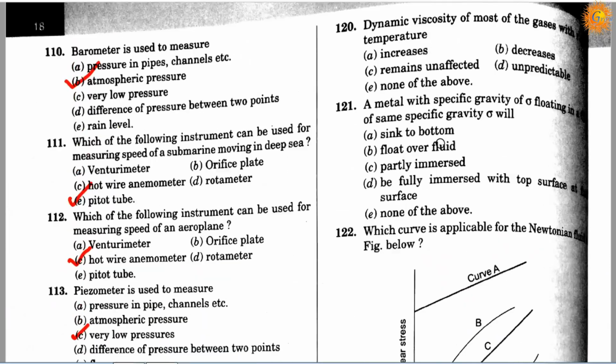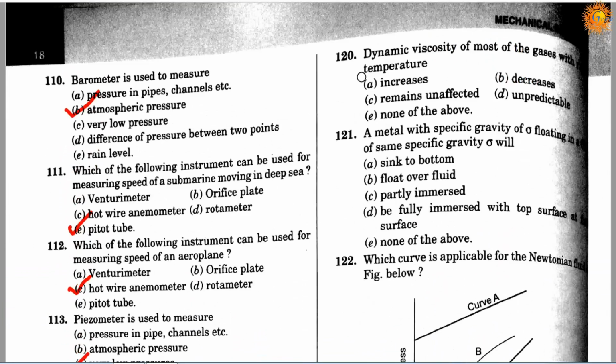Question number 120. Dynamic viscosity of most of gases with temperature: option A is increases, option B is decreases, option C is remains unaffected, option D is unpredictable, and option E is none of the above. So the correct answer is A, it will increase.